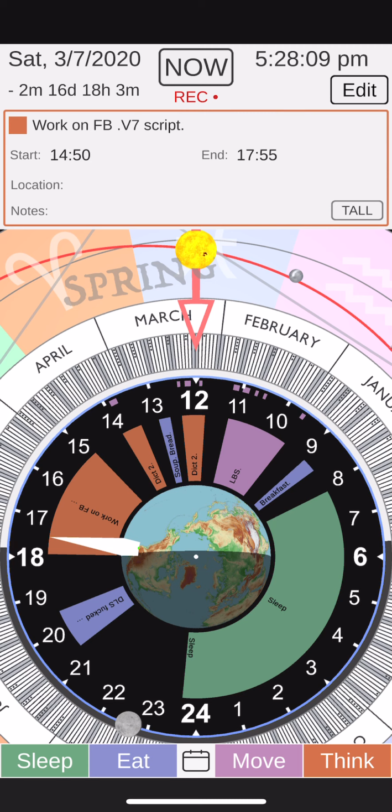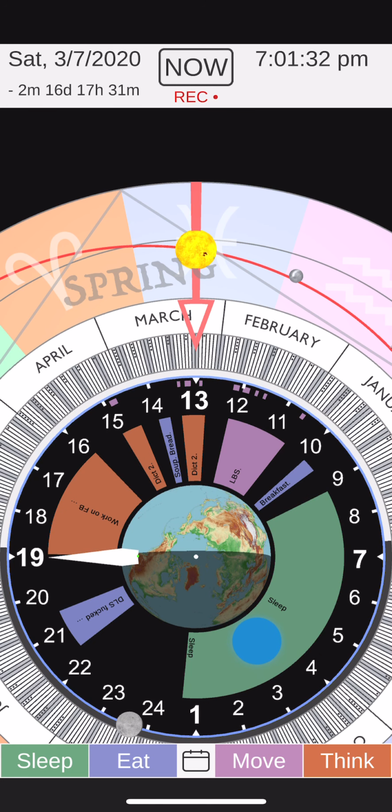Now, what actually springs forward is the hour hand on a regular clock, which has 12 numbers around the dial. And what happens when you get to 2 o'clock in the morning, you spring forward to 3 o'clock. So now in this situation, instead of 2 o'clock, it occurs at 18, which is 6 p.m. So when you get to 6 p.m., it springs forward to 7 p.m.